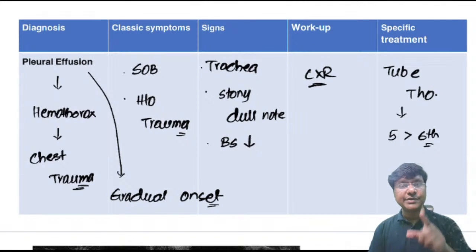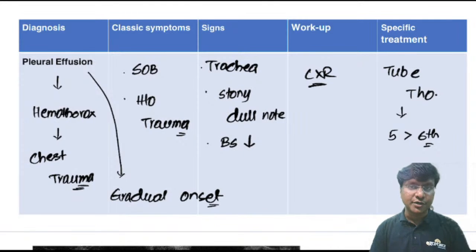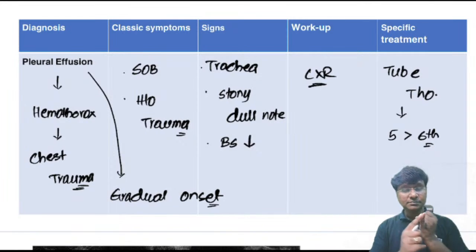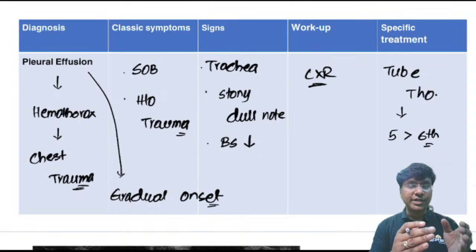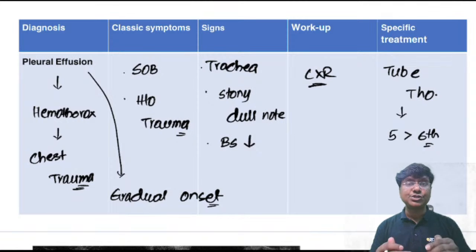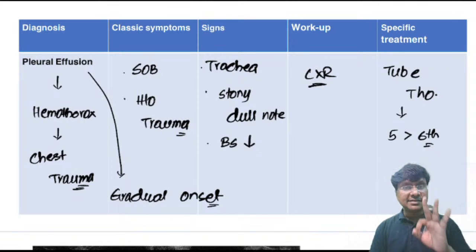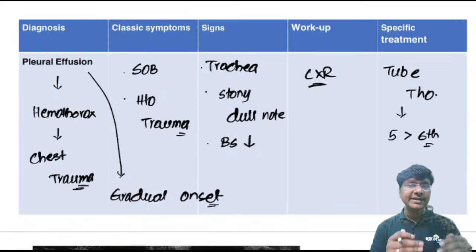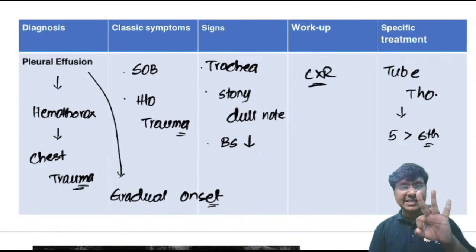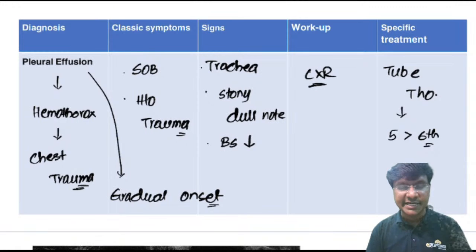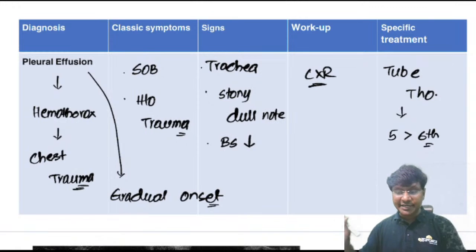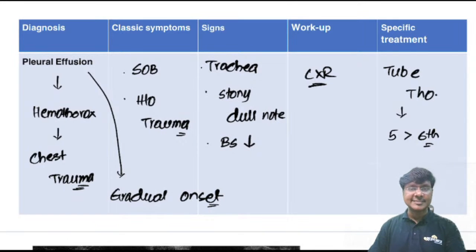And in case of exudative, you need to remember the Light's criteria, which is very important. What are the three important features in Light's criteria in exudative? The pleural fluid protein should be more than 3 grams per deciliter. Then the pleural fluid protein to serum protein ratio should be more than 0.5. And third, the pleural fluid LDH to serum LDH ratio should be more than 0.6. So these three are your Light's criteria features. Out of these three, if one is present, we consider it as exudative type of pleural effusion.